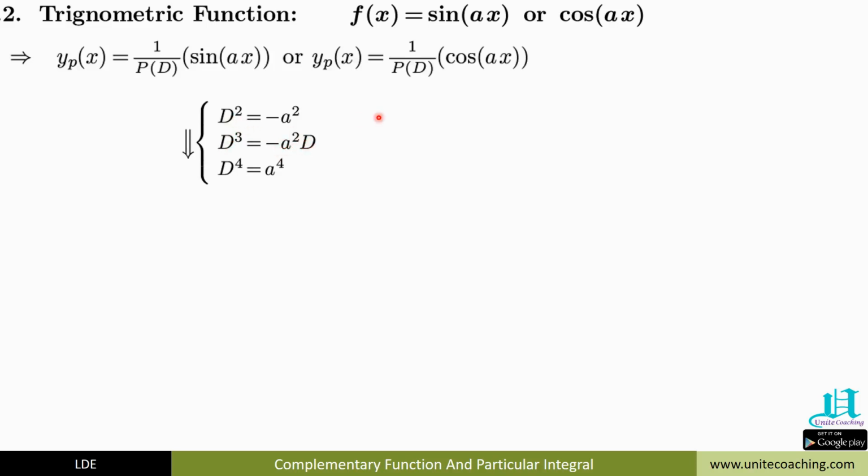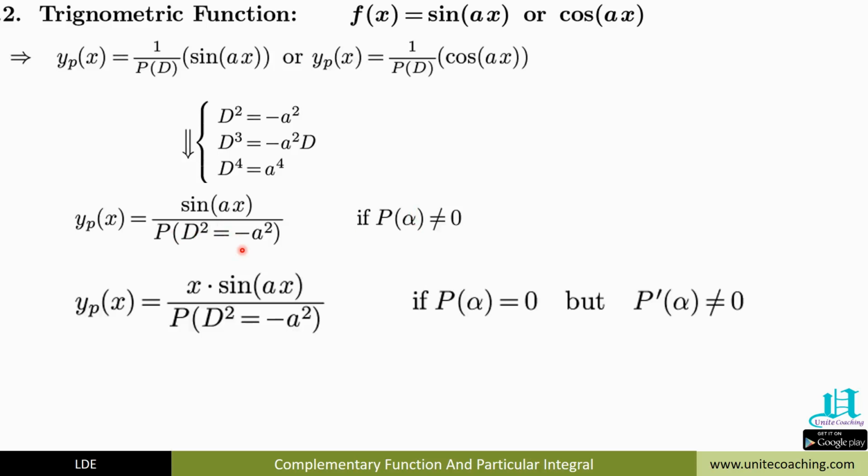Because of this, D cubed will become minus a squared D, right? You multiply this equation with D, you will get this. Again you multiply this equation with D, you will get D to the power 4 equal to a to the power 4. In this fashion we need to replace all the D in the polynomial, right? So the answer we will get here is sine of ax divided by p of D squared equal to minus a squared, if p of this is not equal to 0. So p evaluated at D squared equal to minus a squared should not be 0, right?